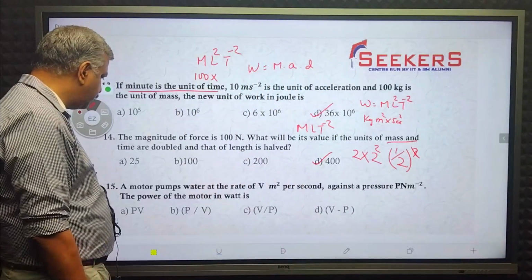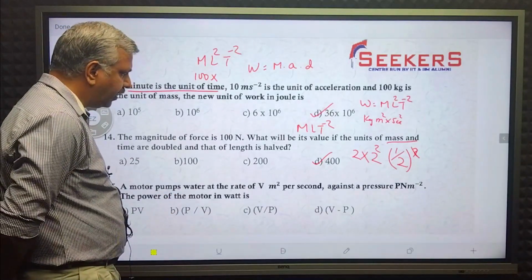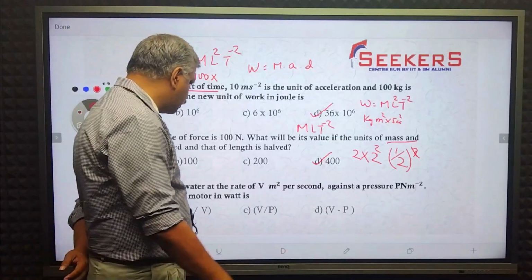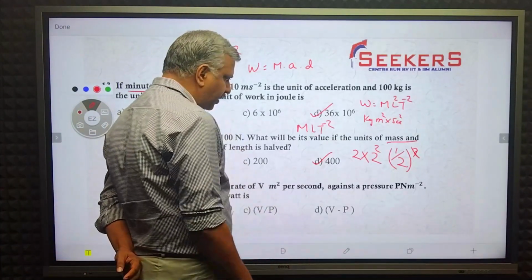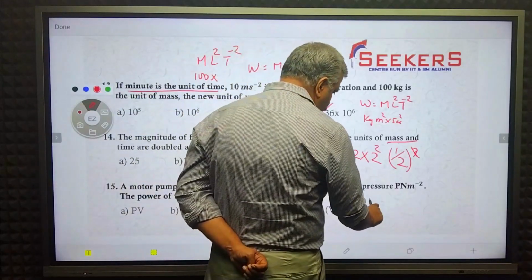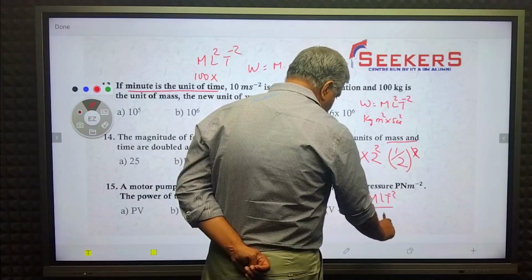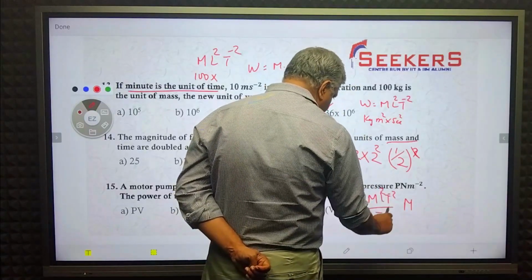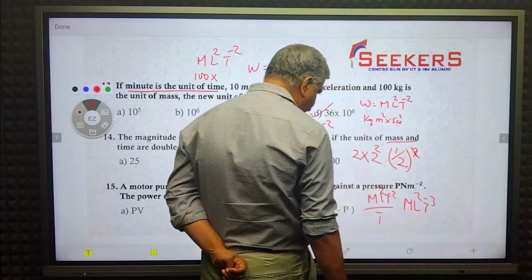A motor pumps water at the rate of V meter cubed per second against a pressure P. The power of the motor in watt. So we have to just check which of these combinations will give you the dimensions of power. Power is the rate of doing work. Work is M L squared T power minus 2. So the rate of doing work is work by t. So M L squared T power minus 2 by t. So that will become M L squared T power minus 3.